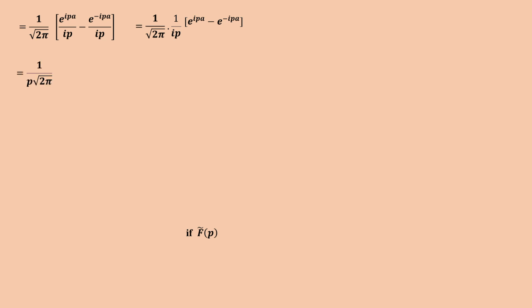So that is equal to 1 by p root 2 pi into e power ipa minus e power minus ipa divided by 2i. We are dividing by 2 and multiplying by 2, right? So that is equal to 2 divided by p root 2 pi sin pa, because e power i ax minus e power minus i ax by 2i is equal to sin ax. We are using that formula, right?